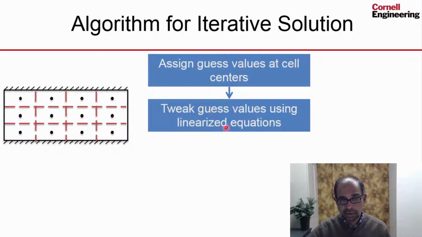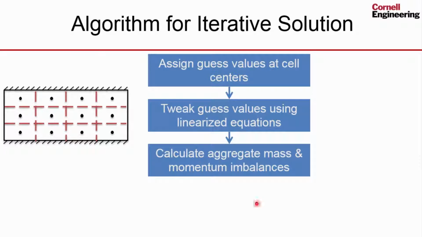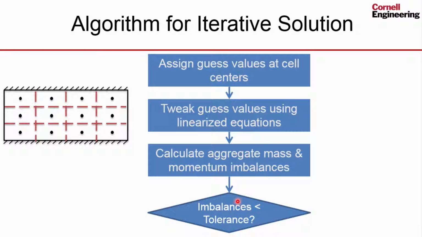My current solution, after I tweaked it, will have a linearization error in it. And so I need to know what the level of the linearization error is. And I assess that by calculating the aggregate mass and momentum imbalances, like we talked about. And then we check if the aggregate mass and momentum imbalances are less than a tolerance that we specify. If those imbalances are greater than the tolerance, that means our linearization error is too large, it's not acceptable.